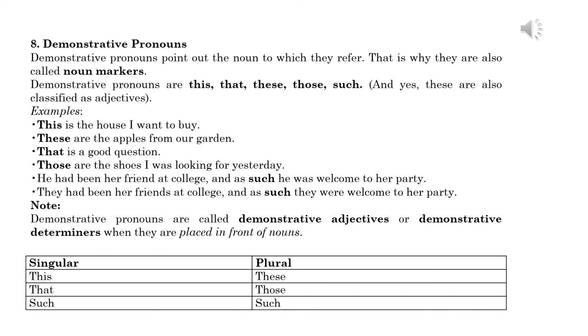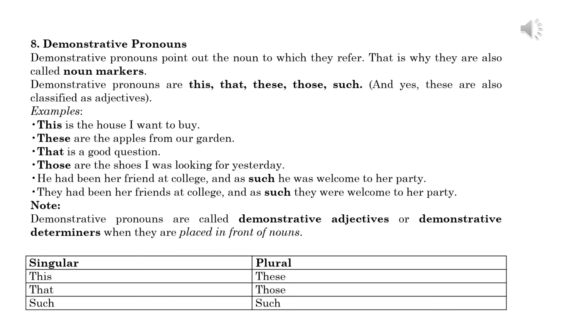Eight. Demonstrative pronouns. Demonstrative pronouns point out the noun to which they refer. That is why they are also called noun markers. Demonstrative pronouns are this, that, these, those, such. And yes, these are also classified as adjectives.